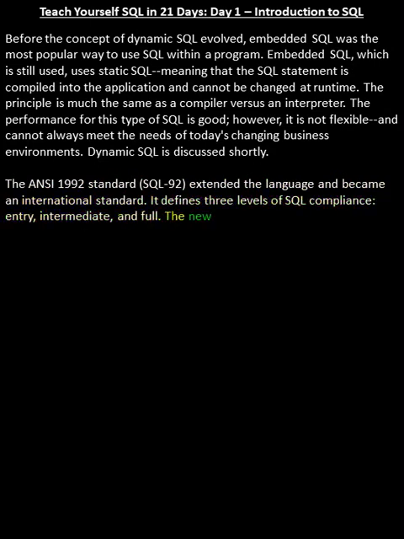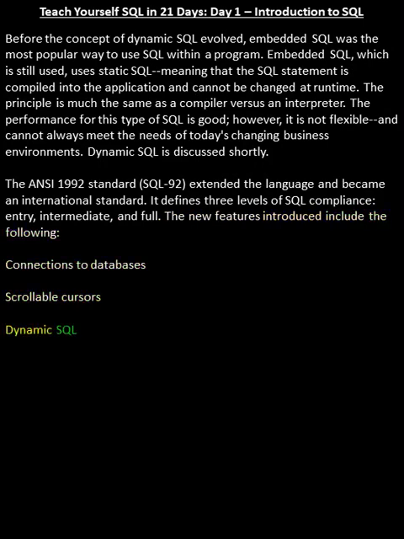The ANSI 1992 standard, SQL 92, extended the language and became an international standard. It defines three levels of SQL compliance: entry, intermediate, and full. The new features introduced include the following: connections to databases, scrollable cursors, dynamic SQL, outer joins. This book covers not only all these extensions but also some proprietary extensions used by RDBMS vendors.